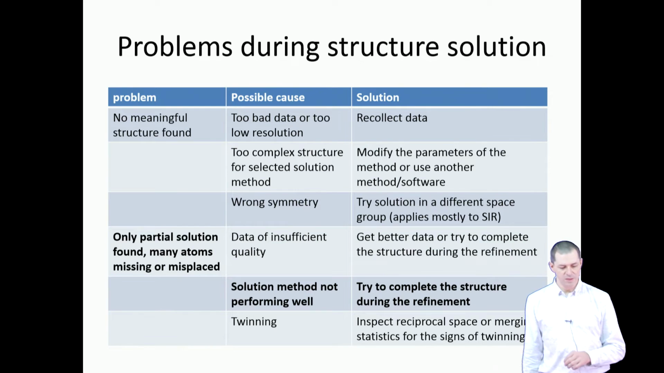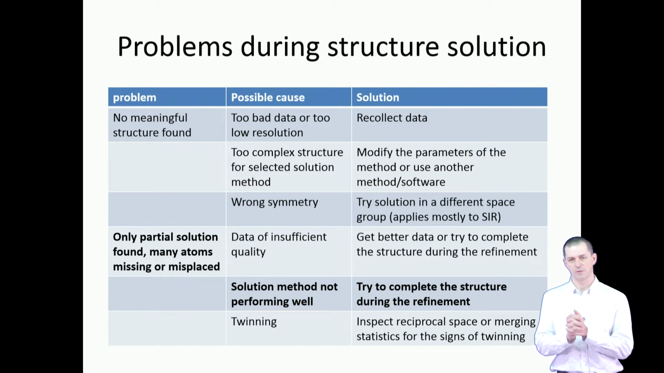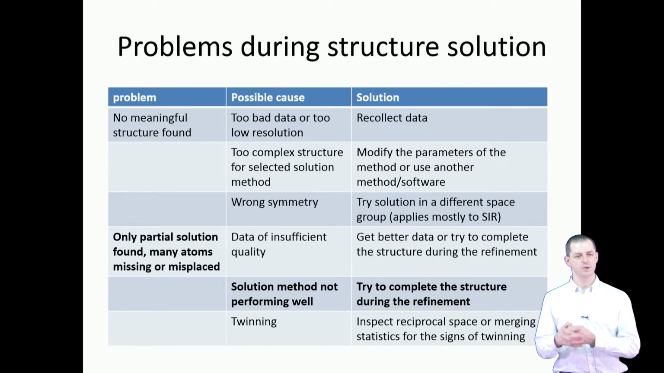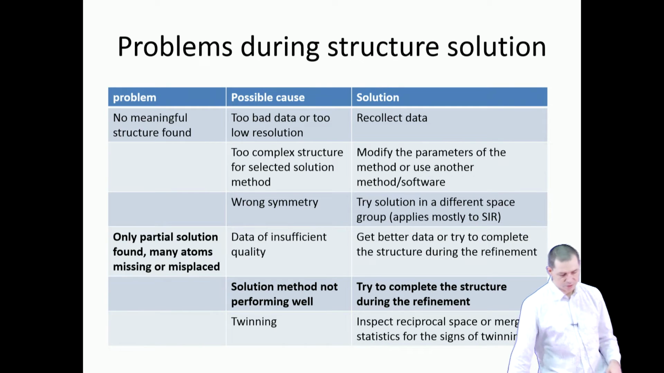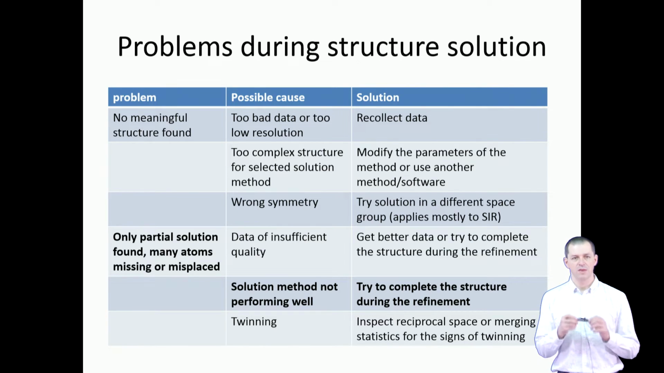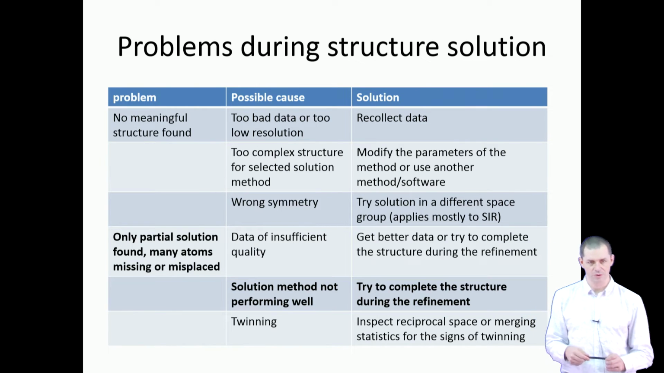Another cause may be that the data quality is okay, just the structure solution method is not performing well enough to find all atoms. Maybe some of the atoms give too weak a signal, they are not picked up by the program. Then again, you can try to complete the structure during the refinement process, especially using the difference Fourier map and looking for missing signal in the difference Fourier map. So the fact that you see only a partial solution with missing atoms doesn't necessarily mean that you can't get a good structure solution. It may need just a manual intervention to improve the model.